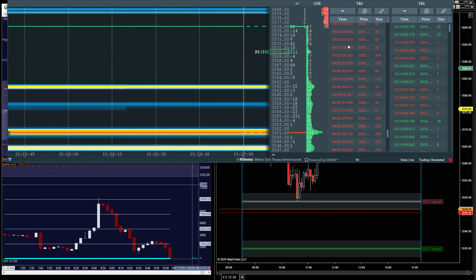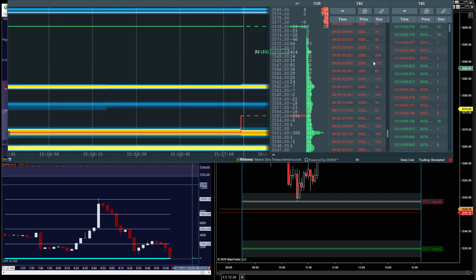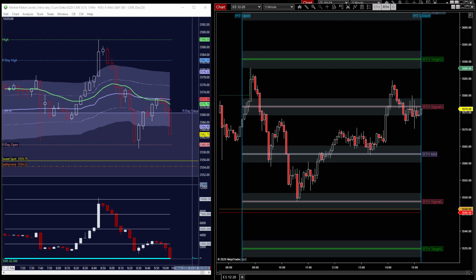In fact, when you look at it right here, this is 9:03. You had a 78 lot. You had right at the top of the hour, you had a 354 lot trade that came in there as well. So again, this was a clue that we were in on the right direction.